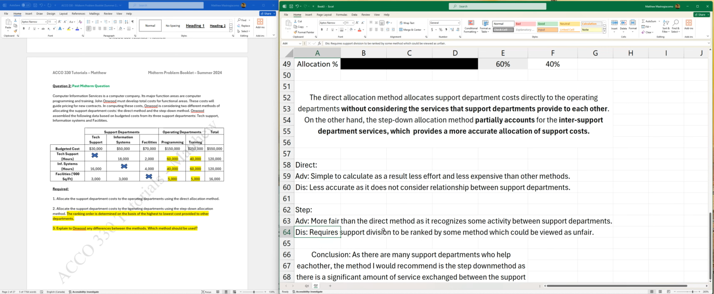So remember we spoke about in question 1 the criteria of good cost allocation? One of the criteria was fairness or equitability. Like, why do some support departments have some costs allocated to them, but not others? It could be viewed as unfair, so it's not a good thing. And guys, by the way, there are many more advantages and disadvantages in the book.